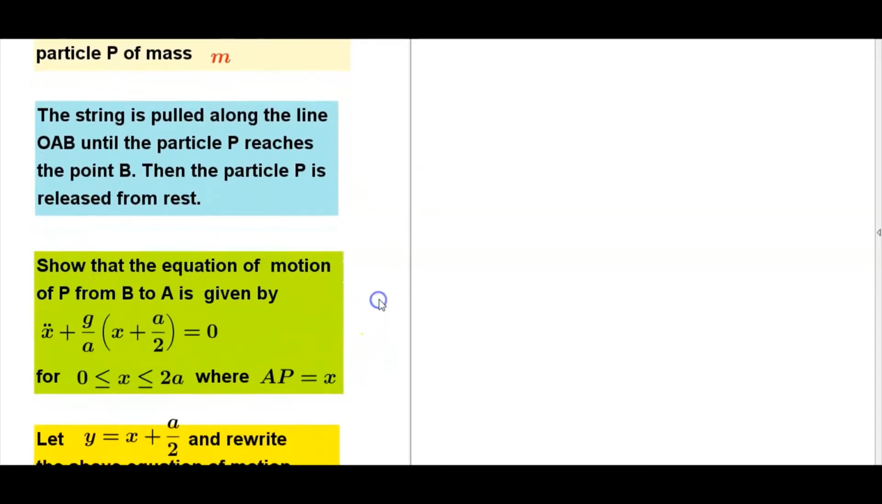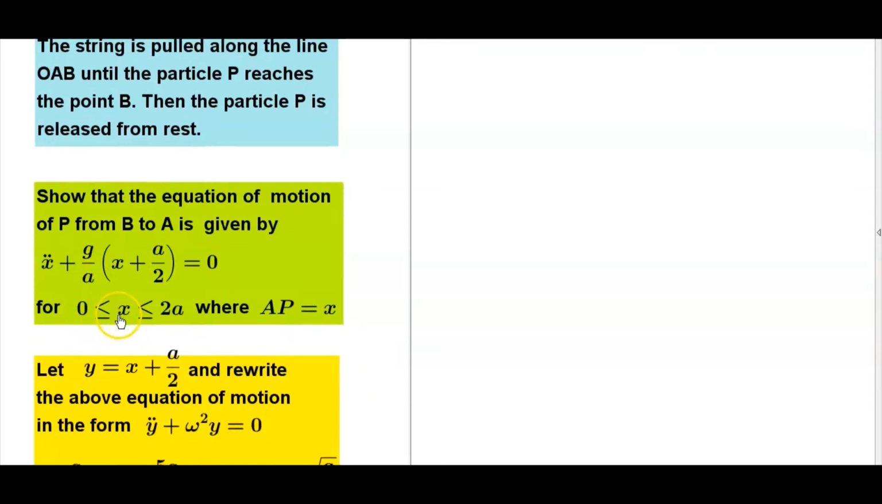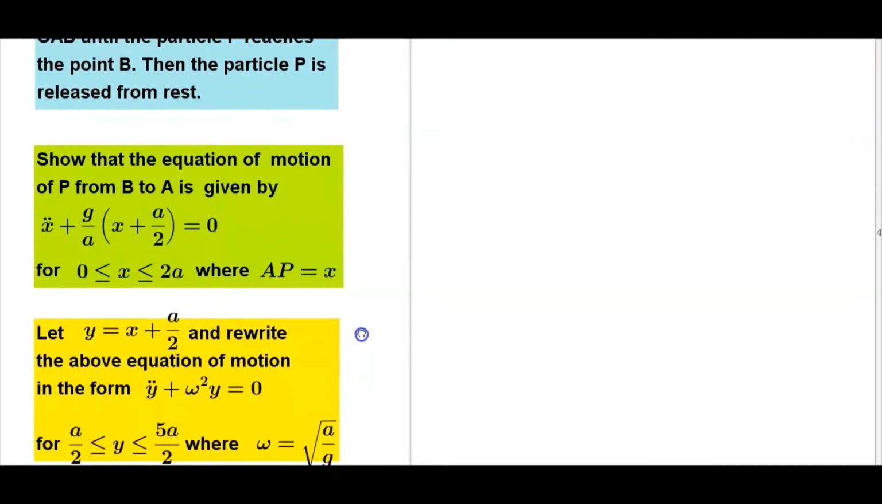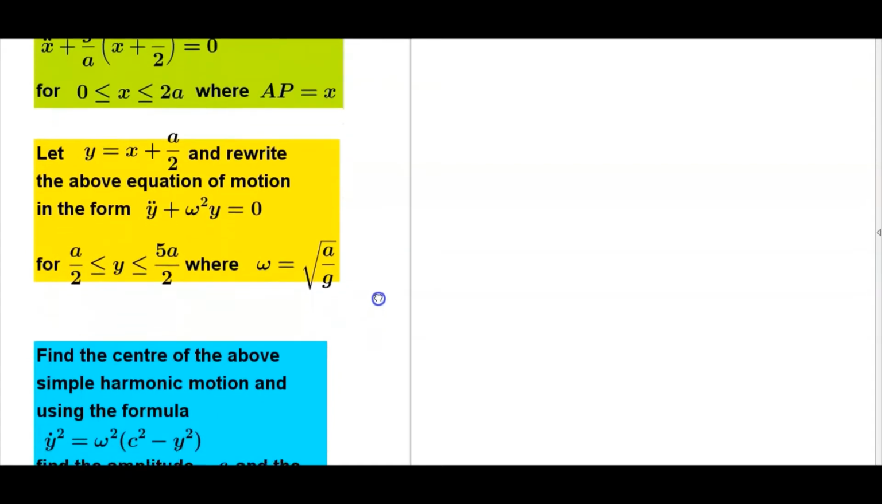Show that the equation of motion of P from B to A is given by x double dot plus g over a into x plus a by 2 is equal to 0, for x greater than or equal to 0 and less than or equal to a, where AP is equal to x. Let y is equal to x plus a by 2 and rewrite the above equation of motion in the form y double dot plus omega squared y is equal to 0, for y greater than or equal to a by 2 and less than or equal to 3a by 2, where omega is equal to square root of g over a.